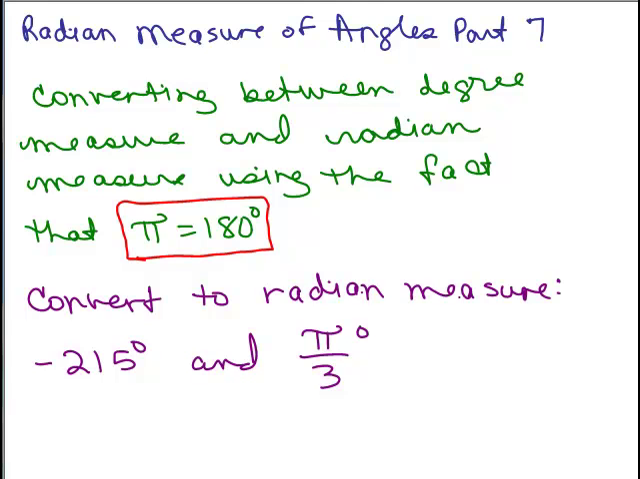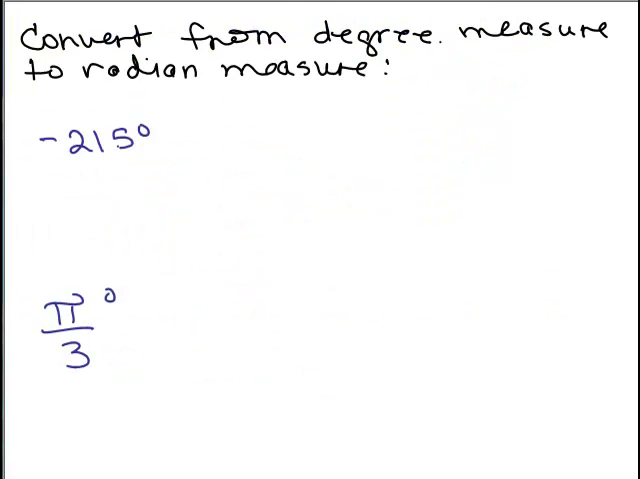This is part 7 of Radian measure of angles. And we're just continuing doing problems converting between degree and radian measure. And we're going to do these two problems on this video. So it says convert from degree measure to radian measure.